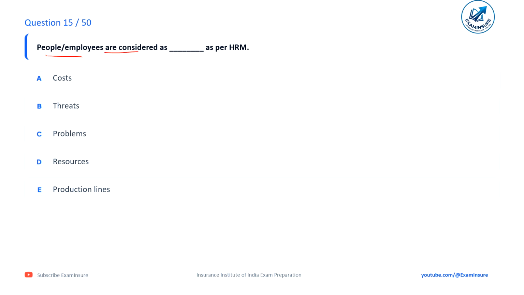People or employees are considered as which of the following as per HRM? Cost, threat, problem, resources, and production lines. So people or employees are considered as resources as per HRM.